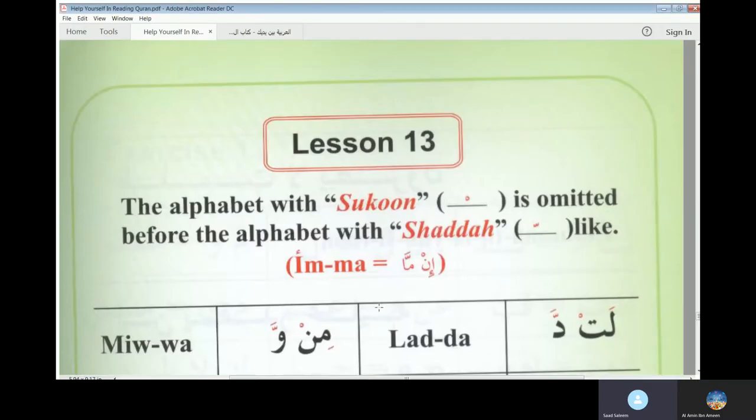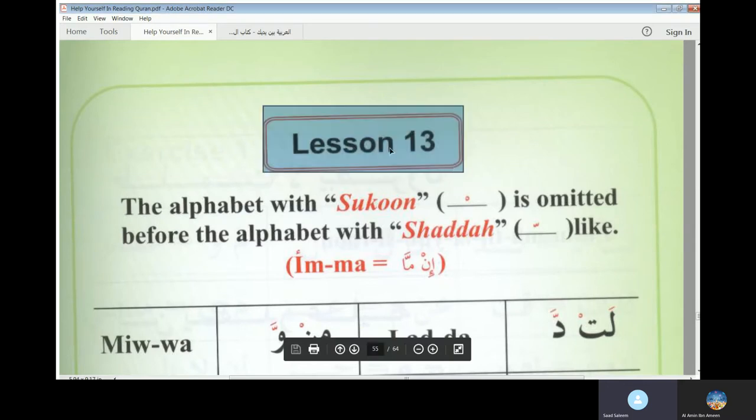Bismillah ir-Rahman ir-Rahim. Today we'll start from page number 55, lesson number 13.